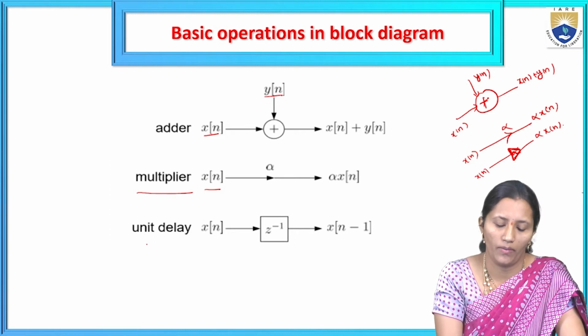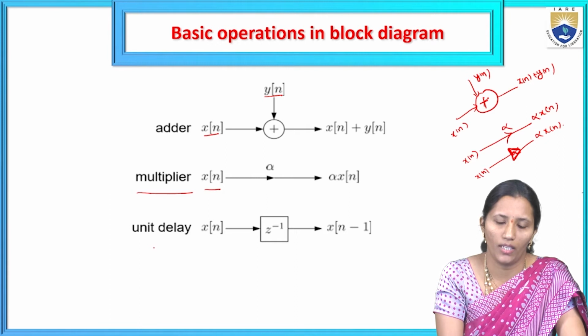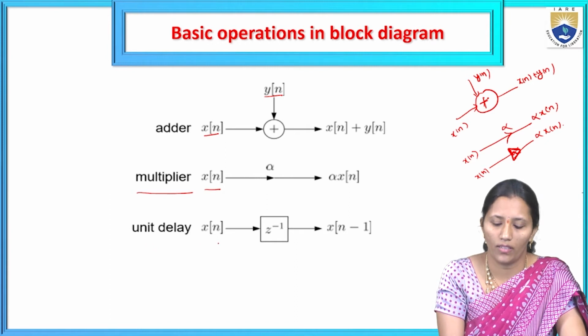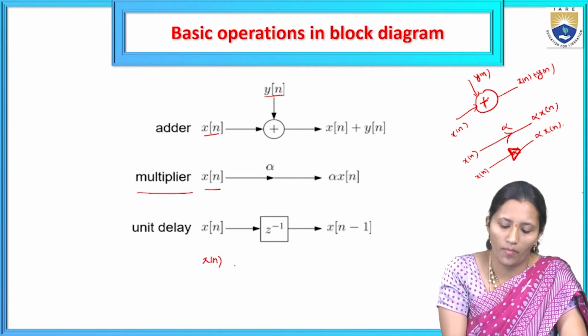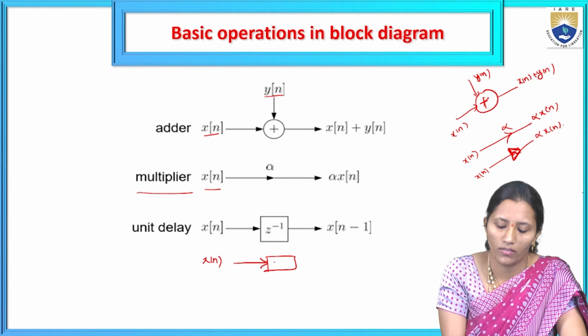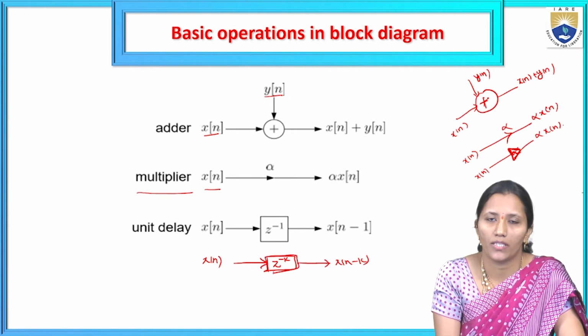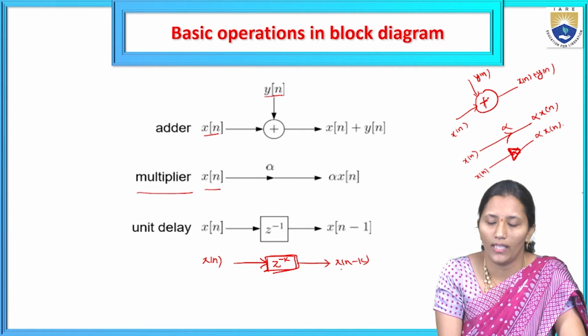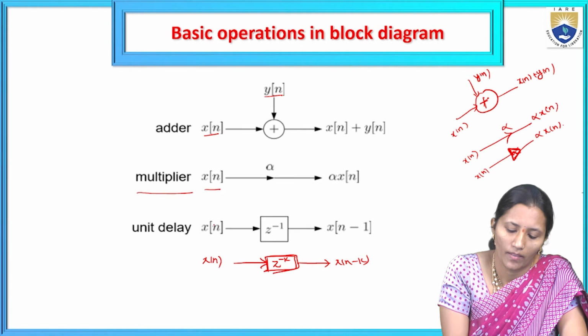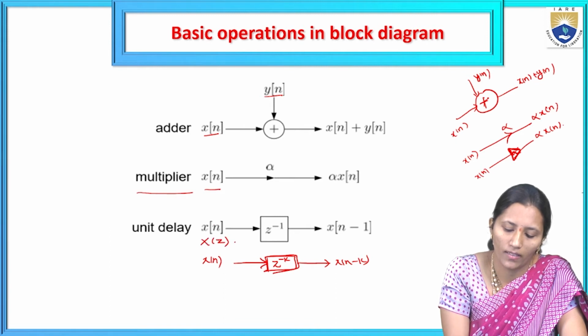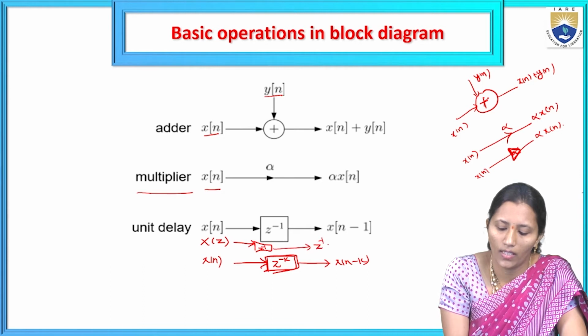Another representation we will use in the block diagram is the delay element. For a unit delay, x of n gives z inverse, that is x of n minus 1. If we want to delay by k units, we use z to the power minus k, that is x of n minus k. We can delay by k units, represented by z to the power minus k. Then x of n is given to z to the power minus k, and we get x of n minus k. So we can represent that as X of z given to one delay unit, which we write as z inverse X of z.